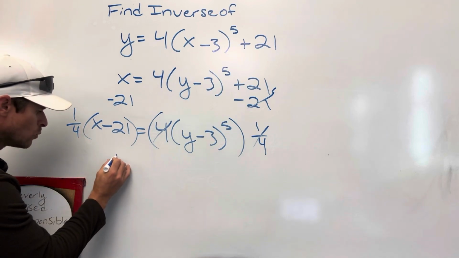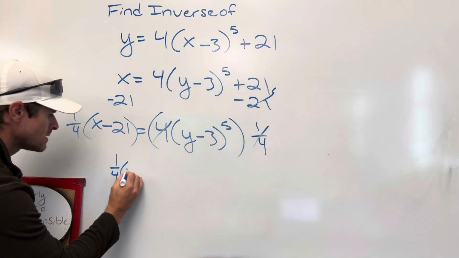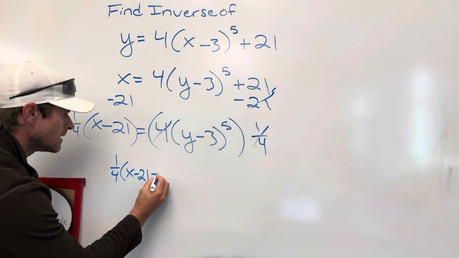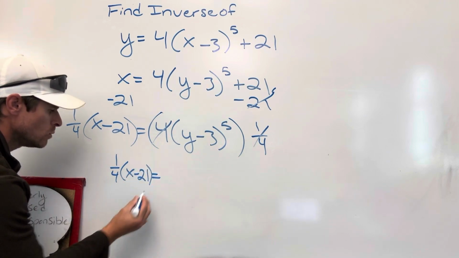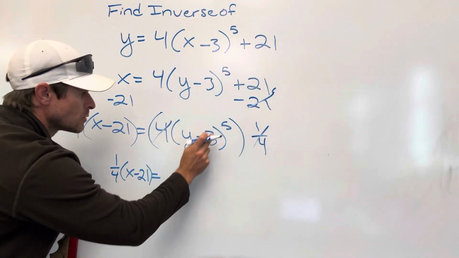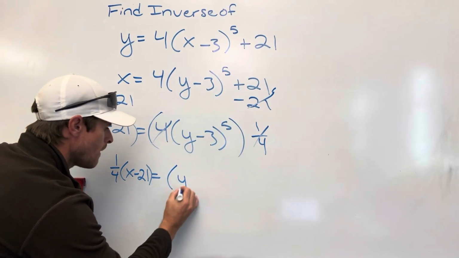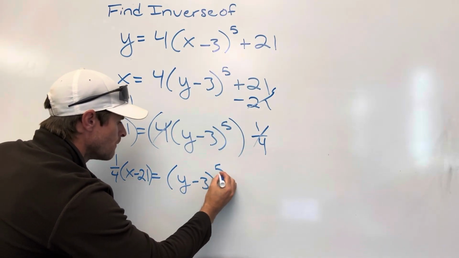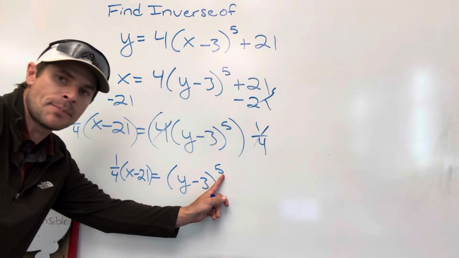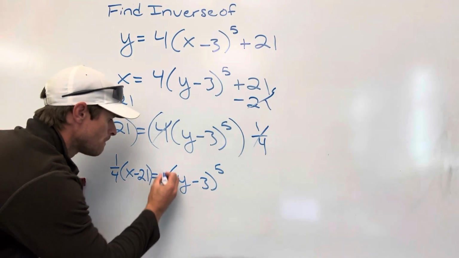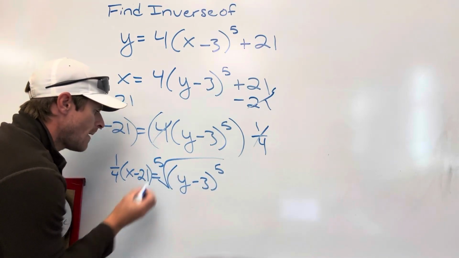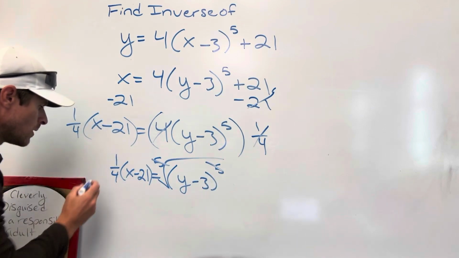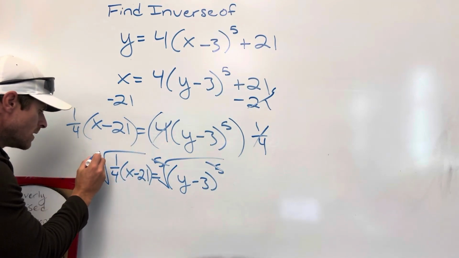Now what I have is 1/4 times x minus 21 is equal to y minus 3 to the power of 5. Opposite of putting something to the power of 5 is fifth rooting it. We're going to take the fifth root of that. That will cancel the 5s. We're going to take the fifth root of all of this.